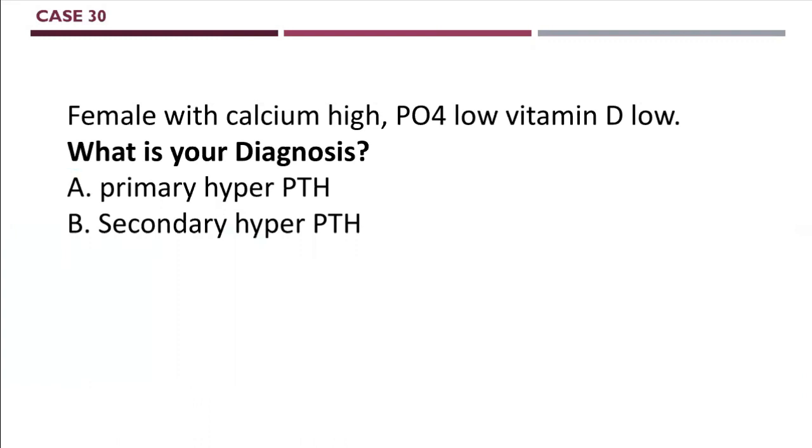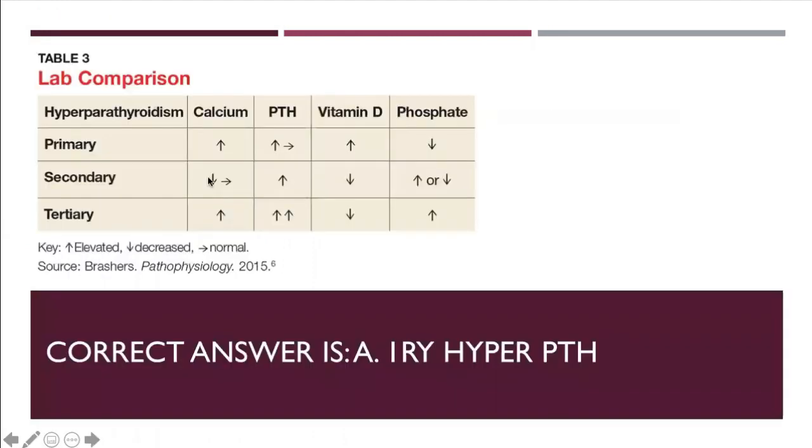Female with high calcium, low phosphorus, vitamin D also level. What's your diagnosis? Primary hyperparathyroidism or secondary hyperparathyroidism? Primary. It's a primary.